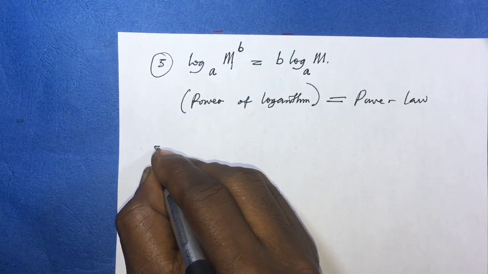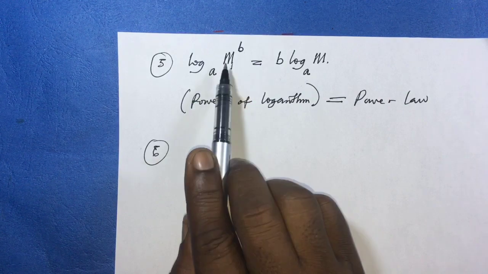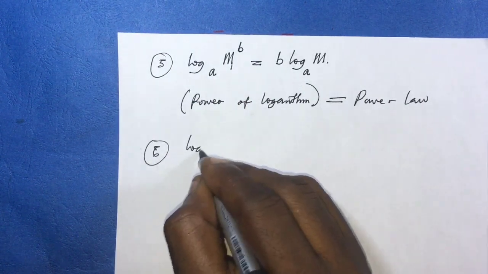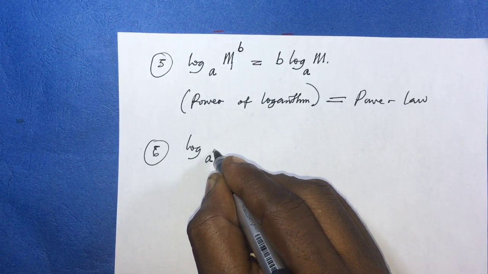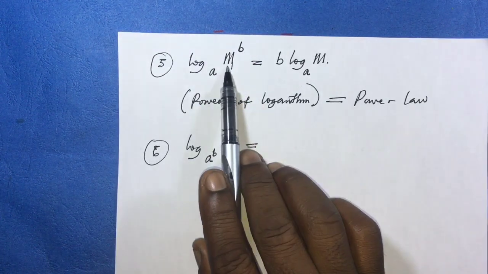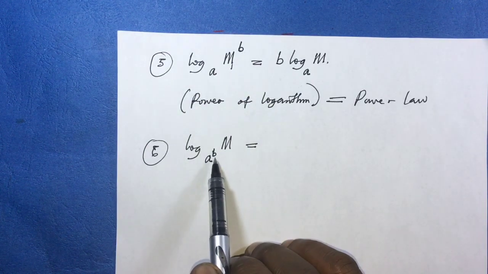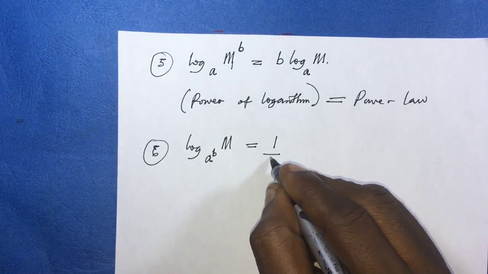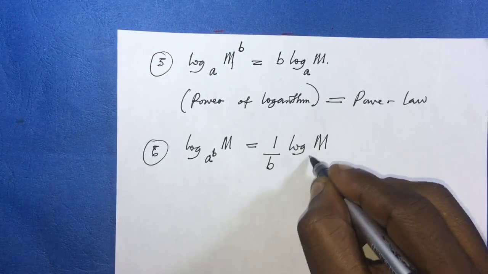Now, take note, in this law, you will notice that the power b belongs to the number whose logarithm we sought. The next law is the law I'm going to write as this. So what happens if the number whose logarithm we seek is not the one carrying the power? Rather, it is the base itself that is carrying that power. The result will give you 1 over b logarithm m to base a.